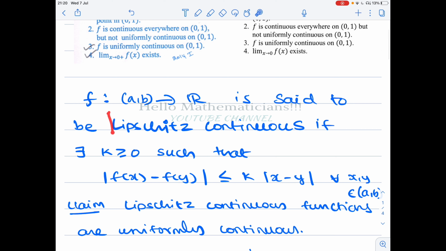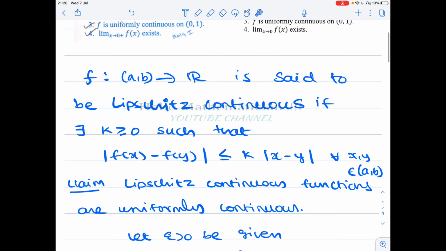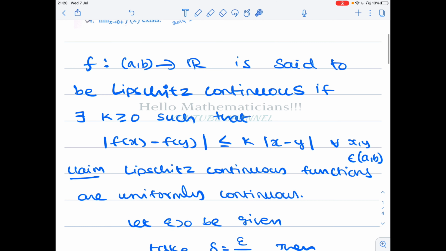Now we need a very important concept called Lipschitz continuous functions. There is a more general thing called Lipschitz functions of order alpha, which we will talk about in a different video. Lipschitz continuous functions are Lipschitz functions of order one, and in the more general case you will have an alpha here. For this problem we confine ourselves to Lipschitz continuous functions.